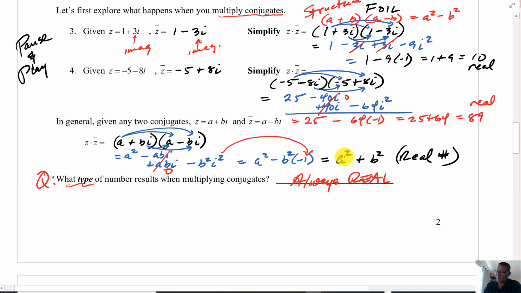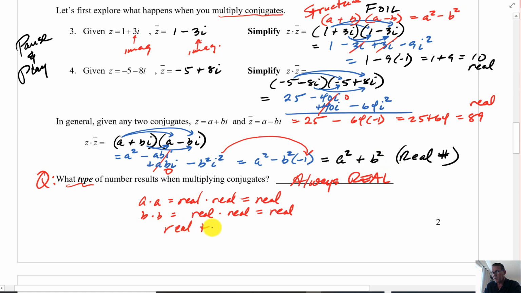It's always a real number because we know that the set of reals is closed under squaring and addition. A real times a real is real. So a times a gives you a real, and the same thing with b. B squared is b times b, a real times a real gives you a real. And of course, a real plus a real is also a real. So when you multiply conjugates, you always end up with a squared plus b squared, and that's the structure of it.